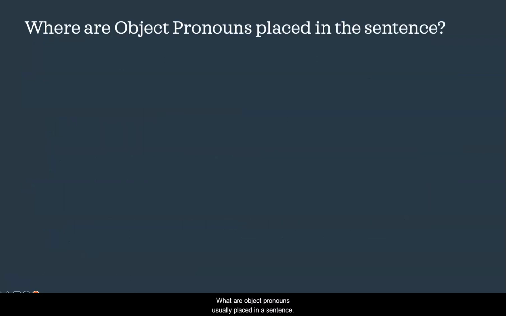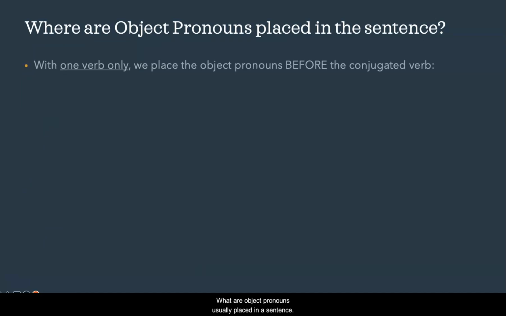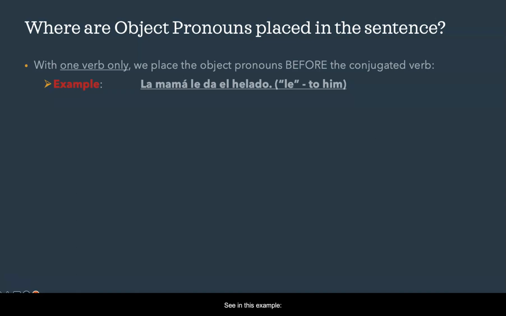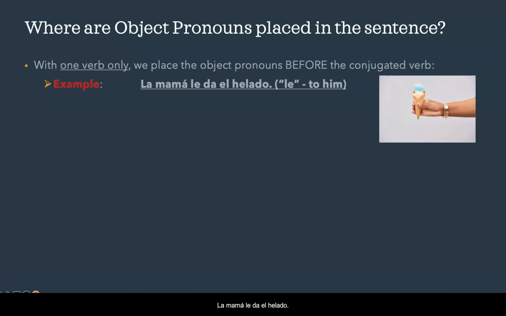Where are object pronouns usually placed in a sentence? When there is only one verb in the sentence, we place the object pronoun before the conjugated verb. Let's see this example: la mamá le da el helado. Le means to him in this case. We place it before the verb da. El niño lo come. The kid eats it. So lo replaces ice cream and we place it before the verb come.